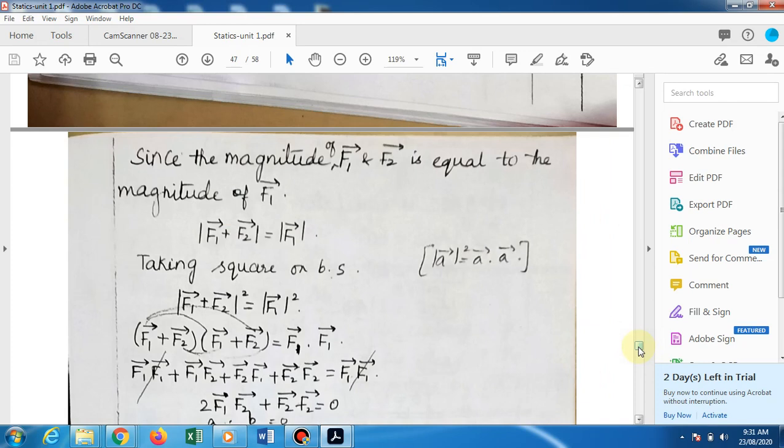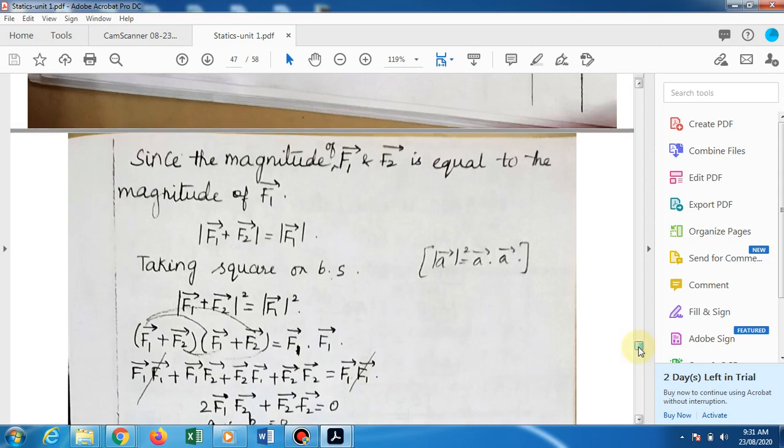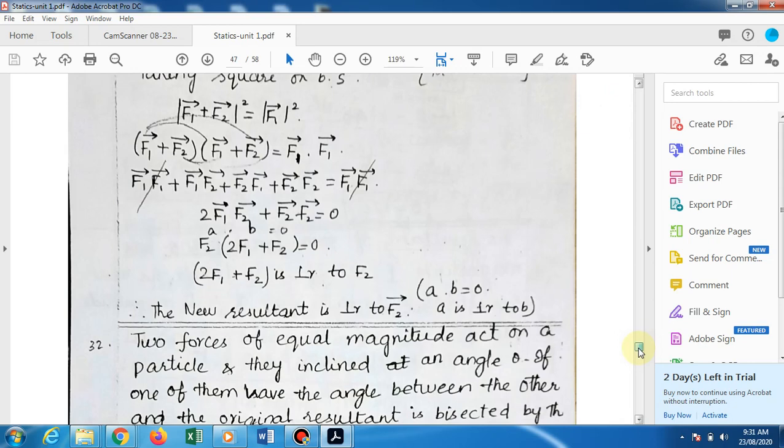Since the magnitude of F1 vector plus F2 vector is equal to the magnitude of F1 vector, what we are doing is taking modulus of F1 vector plus F2 vector equal to modulus of F1 vector, and squaring both sides. So we will get modulus of F1 vector plus F2 vector the whole square is equal to modulus of F1 whole square. You solve these steps, it is easy, and you will get the answer.